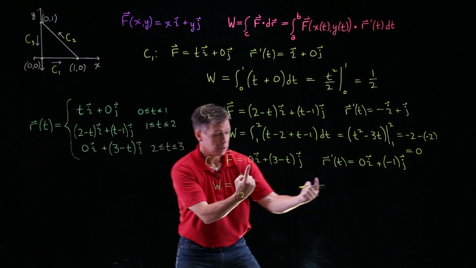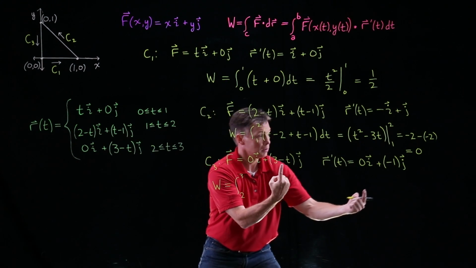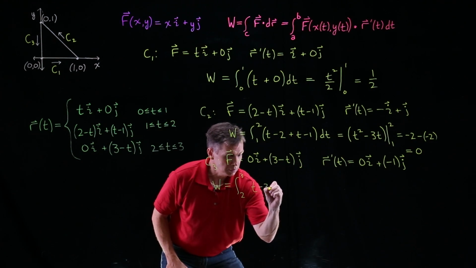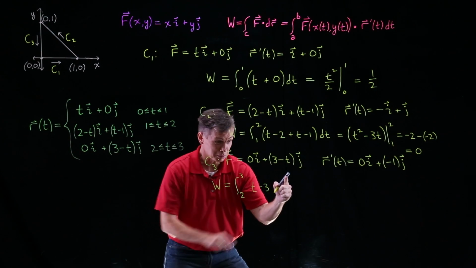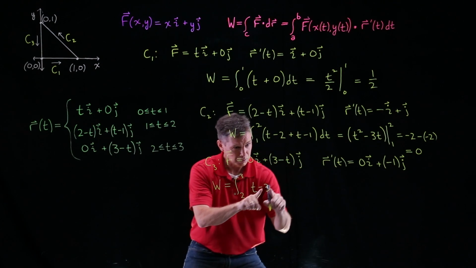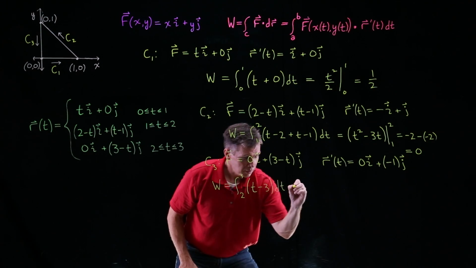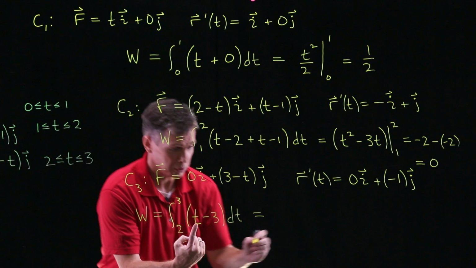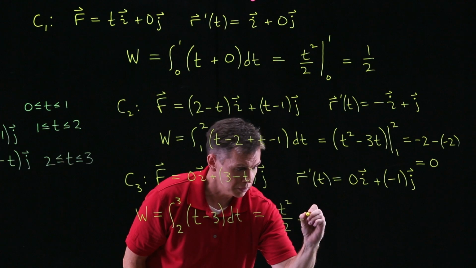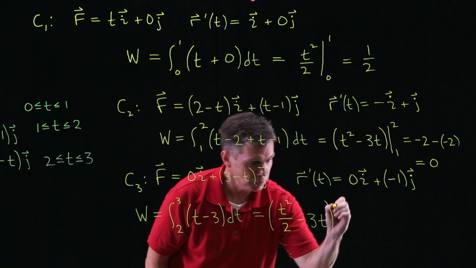Now I'm ready to do that dot product. 0 times 0, okay, that's nothing. 3 minus t times that -1. So I'll switch the order again. t minus 3. I think I said that incorrectly before. 3 minus t, I think I did say it correctly. The -1 switches this order. t minus 3. That's dt. Now we're ready to integrate. So I'm looking at a t squared over 2 minus 3t from 2 to 3.